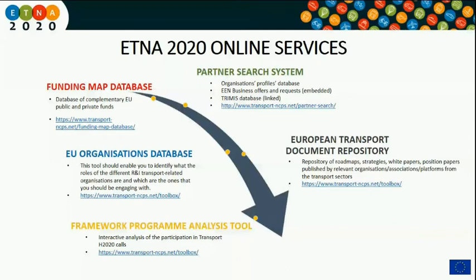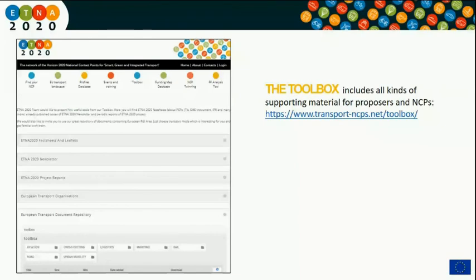We do have a lot of useful documents, with repositories with roadmaps and strategies of different stakeholders, which are usually very interesting and useful to know in your proposal preparation. We also have a framework program analysis tool where you can find all the statistics on participation in transport in Horizon 2020. Just to give you an idea of the toolbox that we have on the website, you can find all types of supporting material for entities and also for people participating in the proposal.